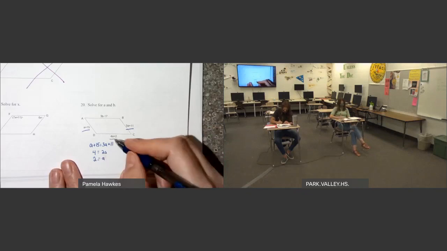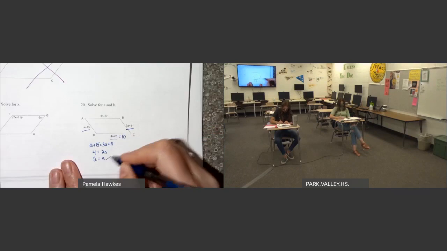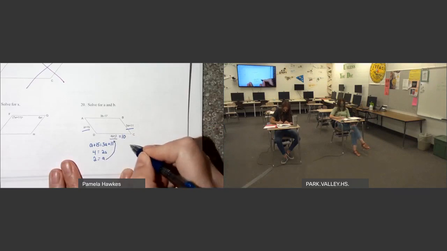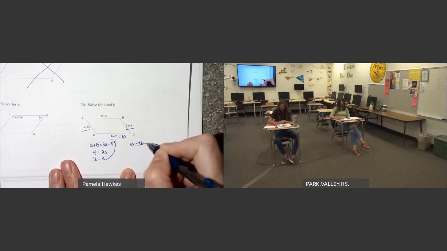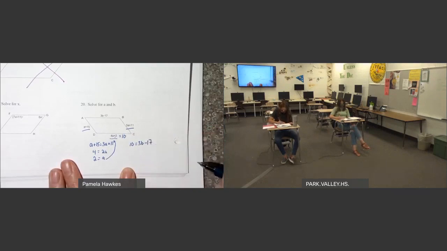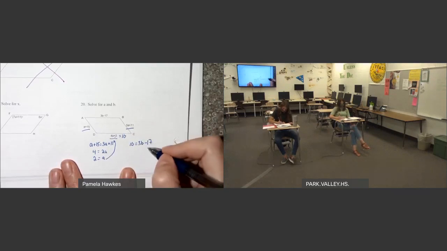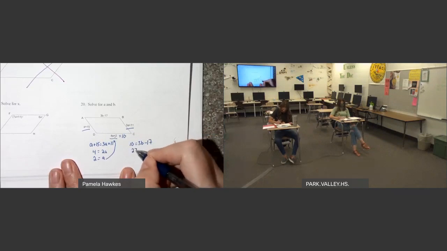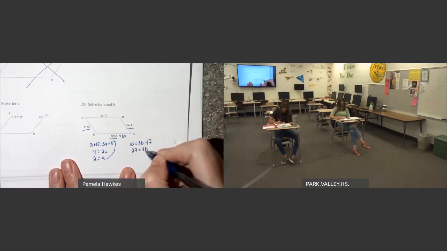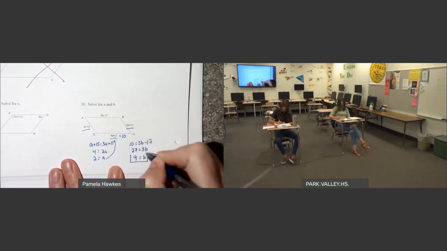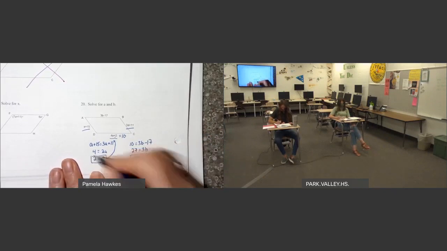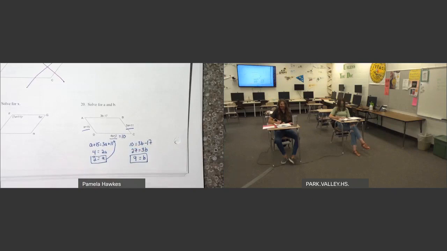Oh, so I could put this A in here, right? So I got 8 plus 2 equals 10, right? Three B minus 17. Solve from there. How do I do that? So I get 27 equals 3B, and I get B is 9. So I got A is 2 and B is 9. Very good.